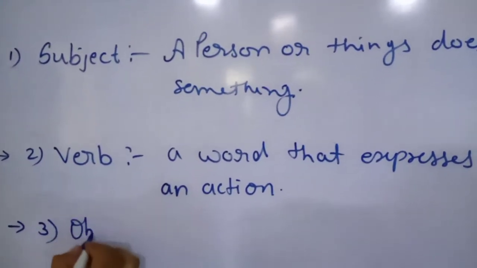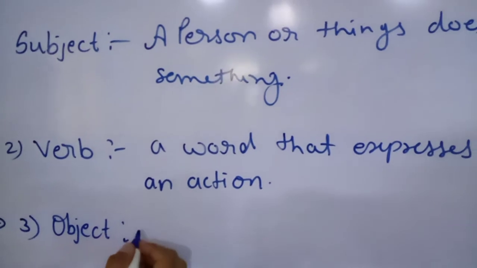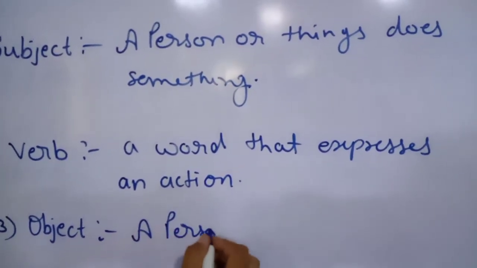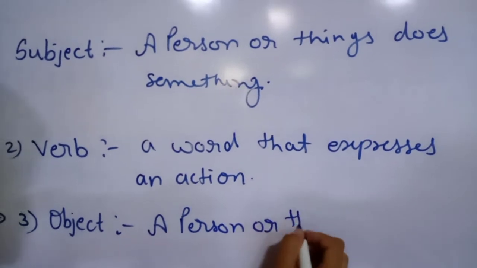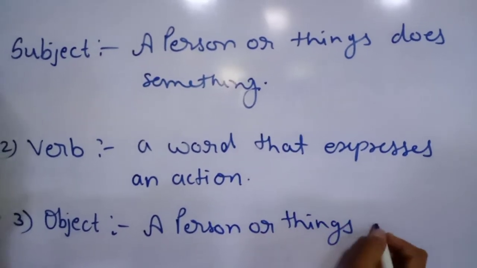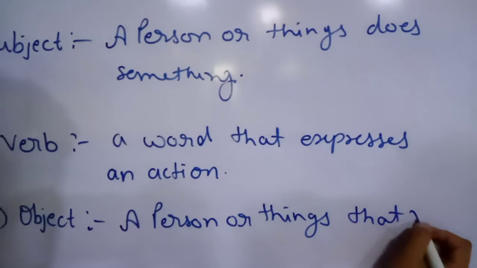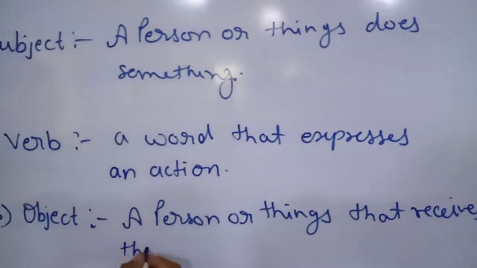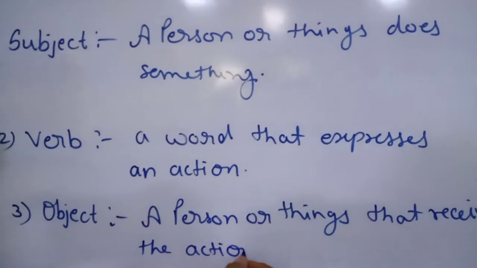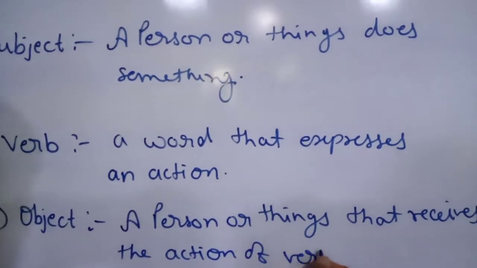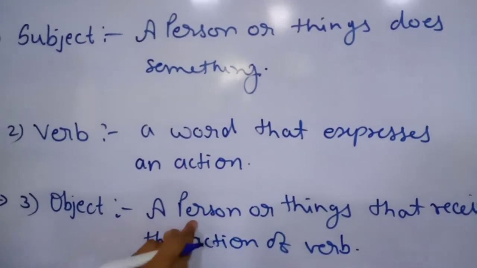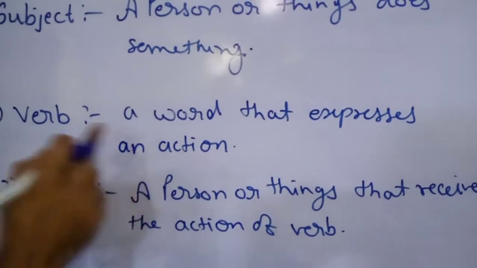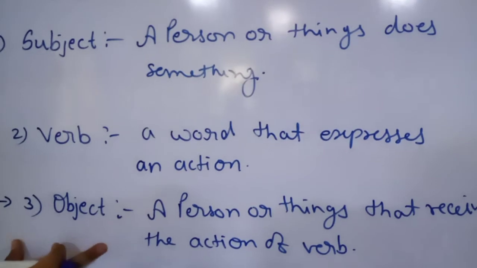The next one is object. What is an object? A person or thing that receives the action of the verb. A person or the thing that receives the action of the verb, that is called the object.